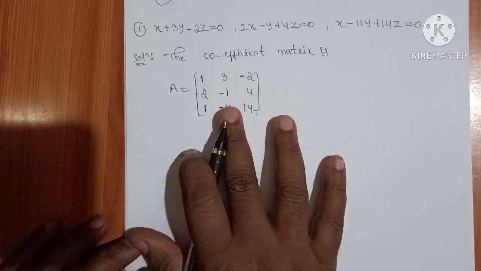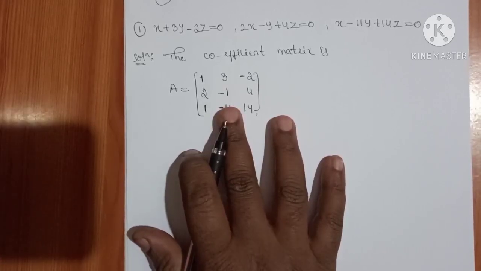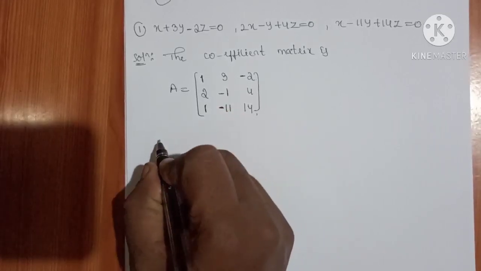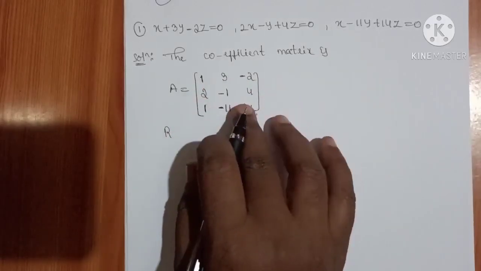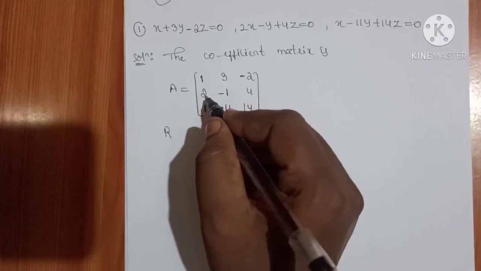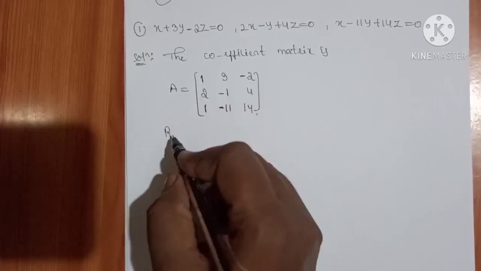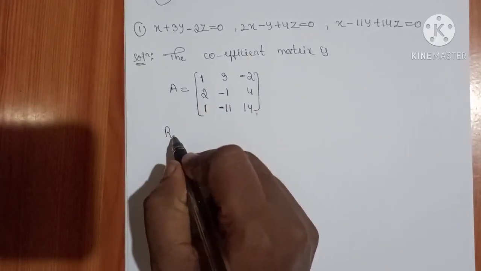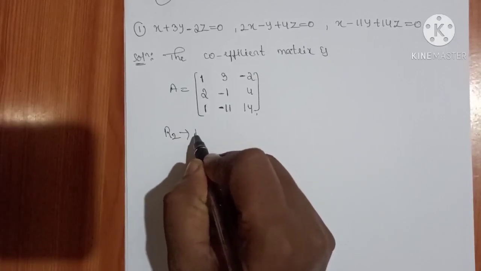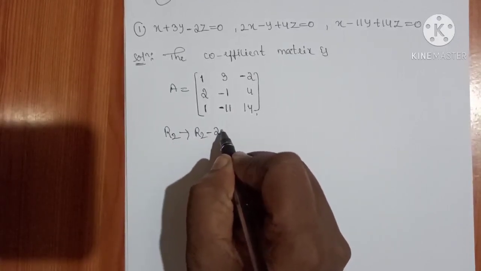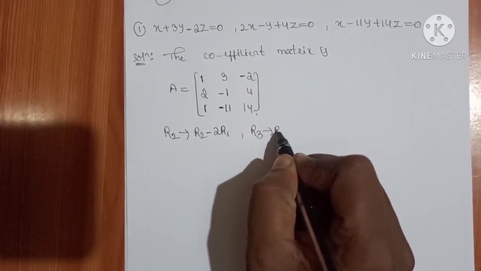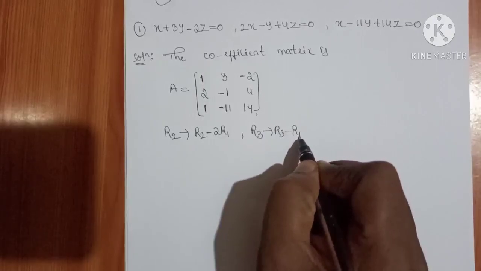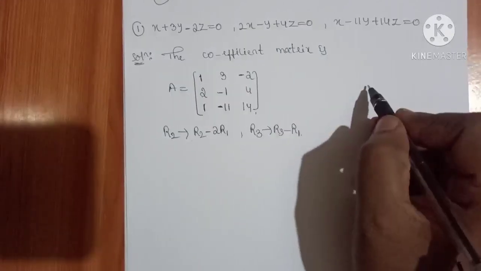This can be done by using echelon form. First we shall reduce this matrix into echelon form. For that we have to make these two elements 0. For that we apply the operations R2 equals R2 minus 2 into R1 and R3 equals R3 minus R1.